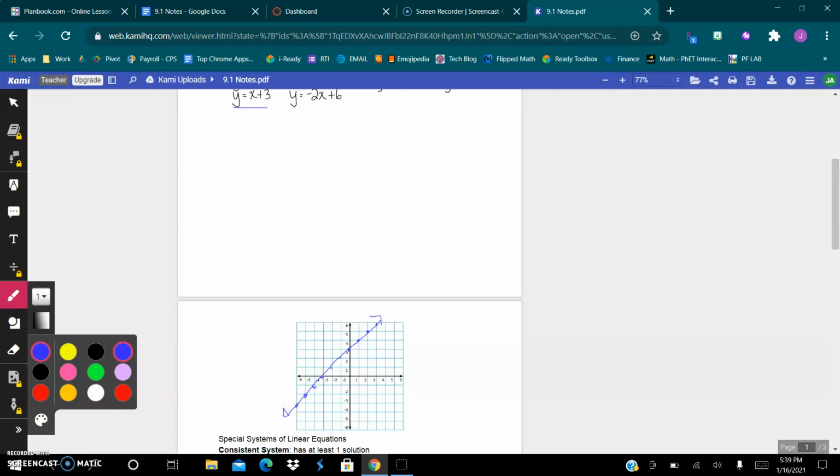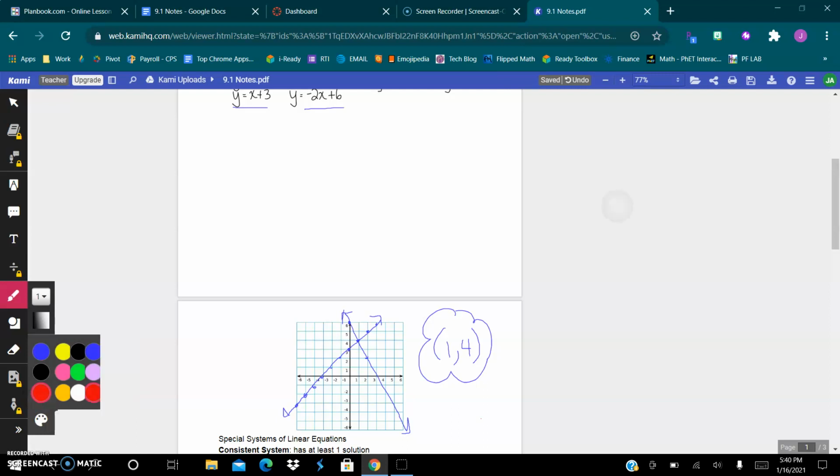So there's that line. And then the other line, negative 2x plus 6, our y-intercept is 6, and our slope is negative 2, so I would have to come down 2 and over 1. Down 2 over 1, and so on. But you can see they're already going to cross there, and that ordered pair is 1, 4. So that would be my answer.